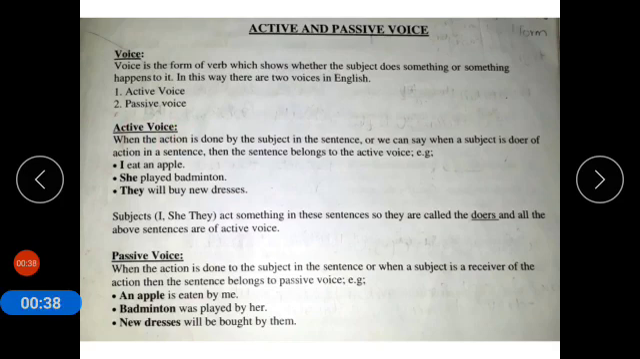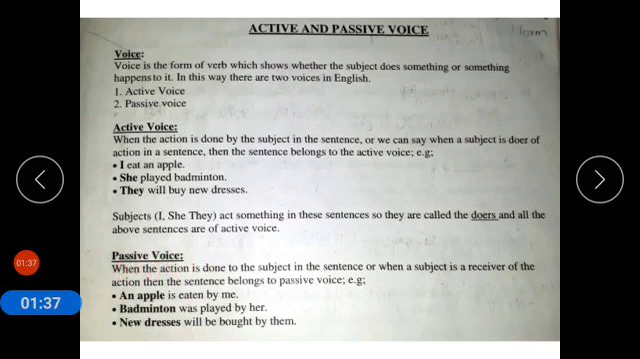Active voice. When the action is done by the subject in the sentence, or we can say when a subject is a doer of the action in a sentence, then the sentence belongs to the active voice. Or you can say that the subject is an active participant of the action, then it is said to be active voice. Examples are: I eat an apple. So the subject is an active participant in this action in this sentence. She played badminton. They will buy new dresses. Subjects are I, she, they. They act in these sentences, so they are called the doers, and all the above sentences are of active voice.